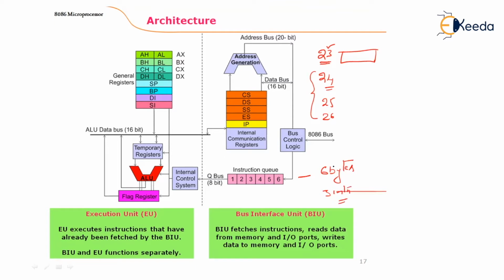Because one word in the main memory is equal to 16 bits. Moreover, 8086 is a 16-bit processor, so obviously one instruction size is equal to 16 bits. Hence our instruction queue, which is made up of 6 bytes, is going to accommodate 3 instructions at a time, not only a single instruction. This is the advantage of 8086.